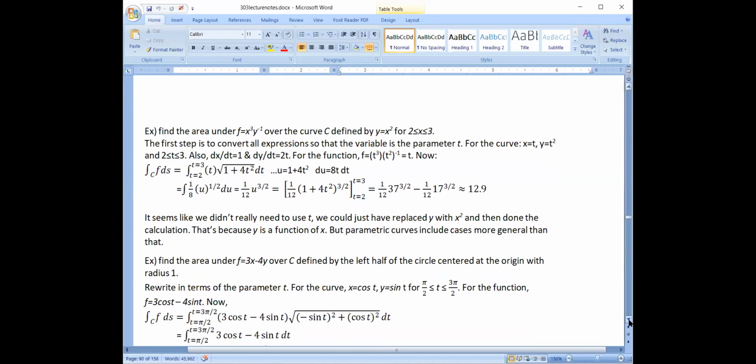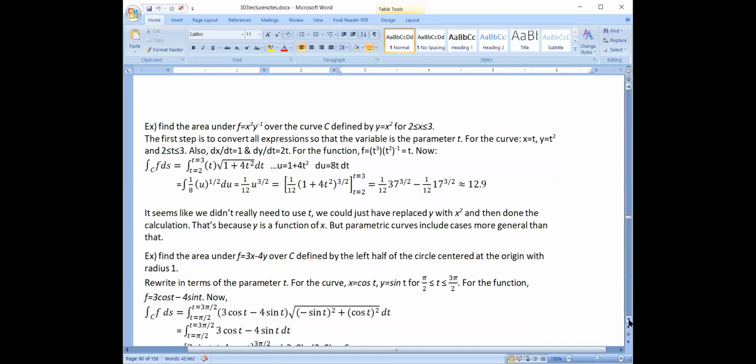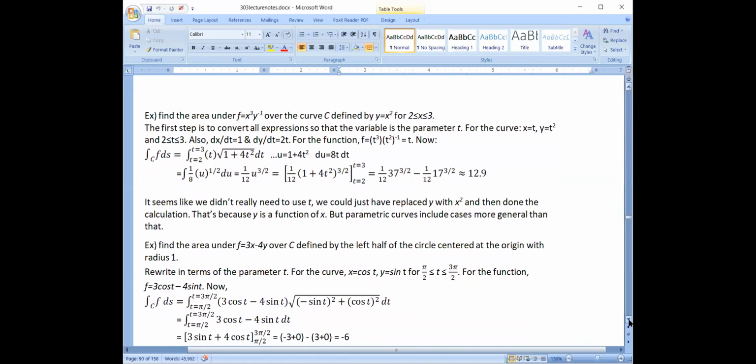So of course, square root of sine squared t plus cos squared t, all of that is just 1. So this just simplifies to the integral of 3 cos t minus 4 sine t dt. So you just get 3 sine t plus 4 cos t evaluated from t equals pi over 2 to 3 pi over 2. You just plug it in, and you get negative 6.